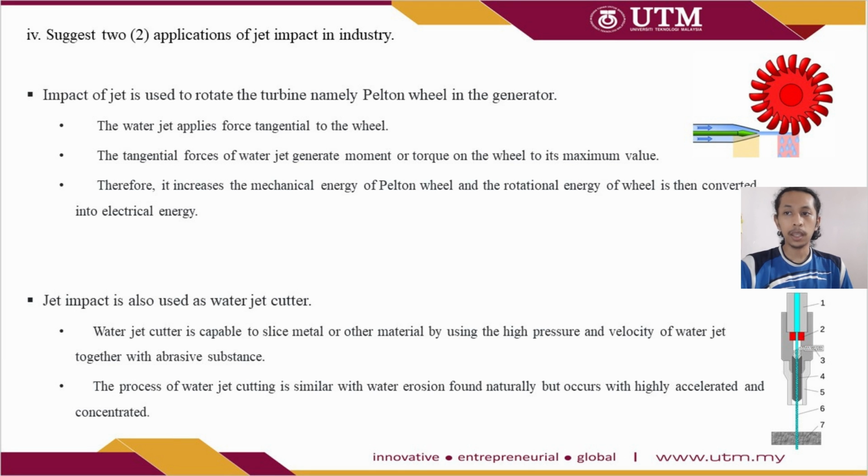The rotational energy of the wheel is then converted into electrical energy. The second application is the water jet cutter, which is capable of slicing metals or other materials by using the high pressure and velocity of a water jet together with an abrasive substance. The process of water jet cutting is similar to water erosion found naturally, but it occurs highly accelerated and concentrated.